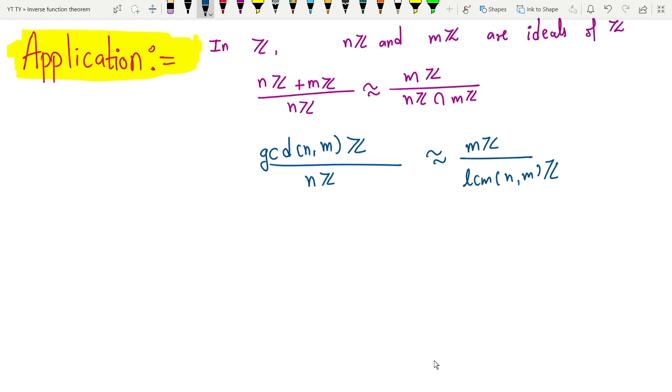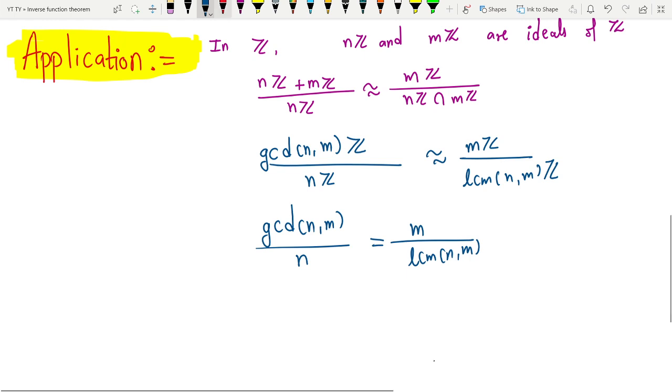Now, this is an interesting part. If you just look at the representative set, what are the representatives of the set? It is GCD of n, m in the numerator. Over here it is n. Over here it is m. And over here it is LCM of n, m. So I'm just writing the representatives of those ideals in the pattern in which they appeared.